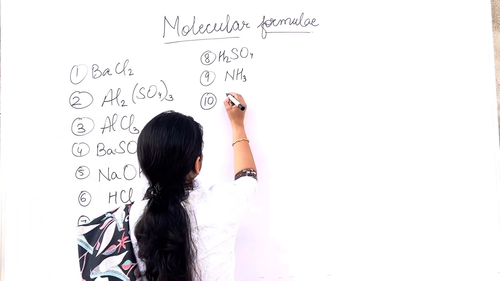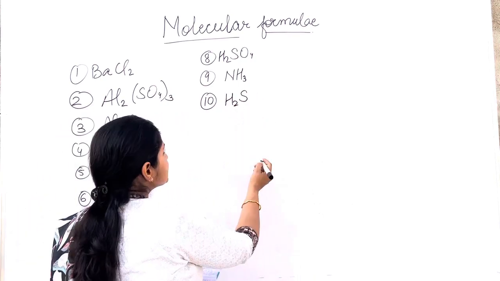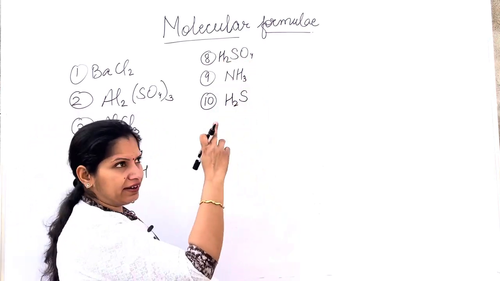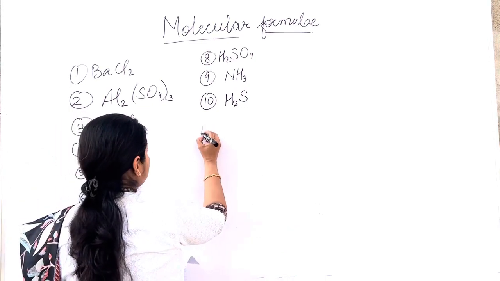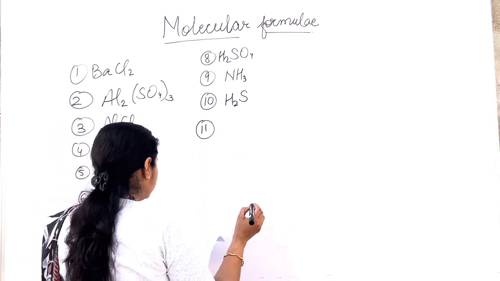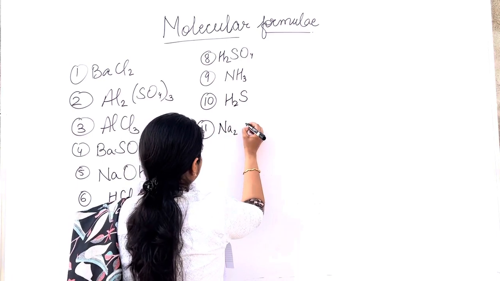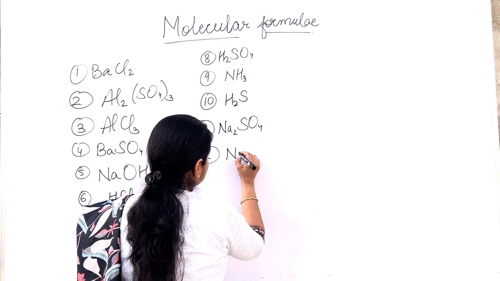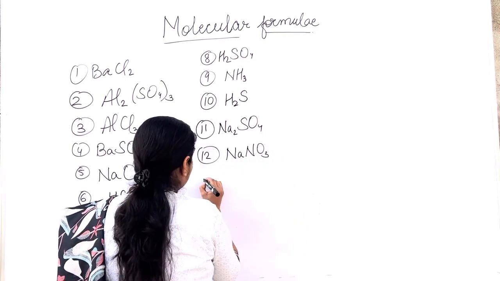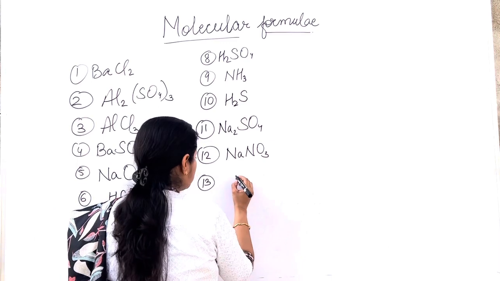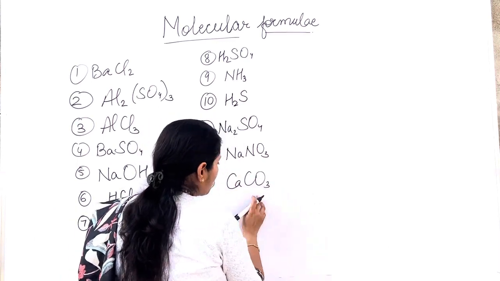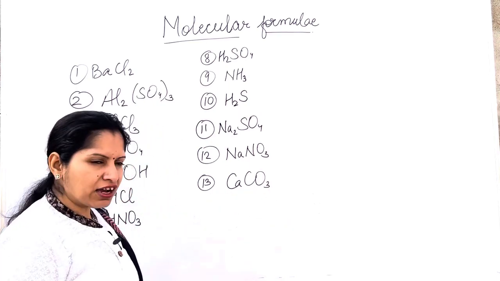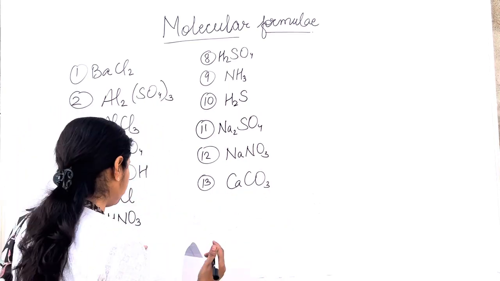Next is hydrogen sulfide. Now here it was hydrogen sulfate and here it's hydrogen sulfide. So remember we have written the valency of sulfide and sulfate both. The 11th one is sodium sulfate. 12th is sodium nitrate. 13th is calcium carbonate. Carbonate has valency 2, calcium also has a valency 2. So both will be cancelled out and we just write it CaCO3.